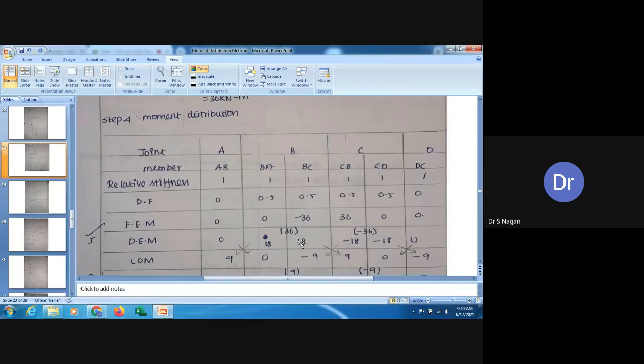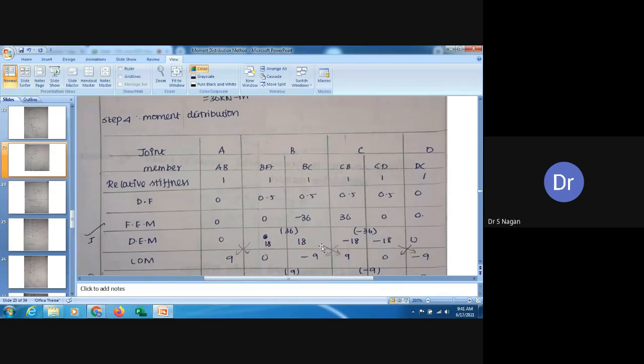So here, AB, BA. Here we have 0, so half the moment will be carried over here, so 0. So AB to BA. Similarly, BA to AB. At BA, we have 18. Half of this moment will be 9. Therefore, this carryover arrow also, mark using pencil. Any doubt? No, sir.